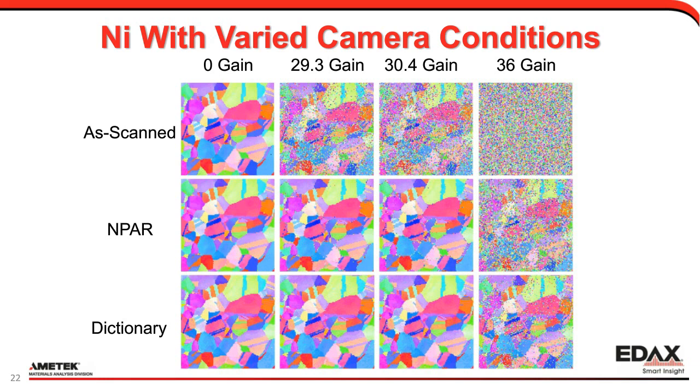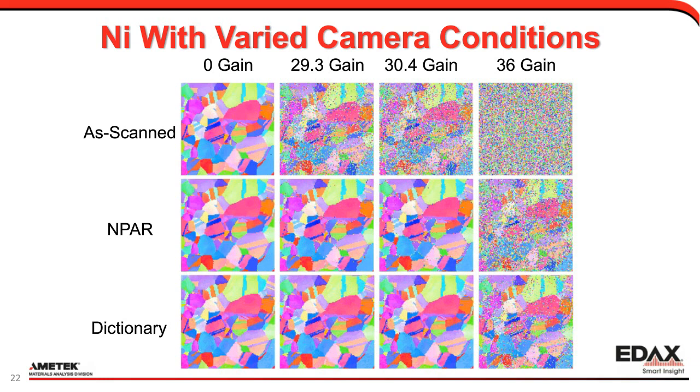We have used our MPAR technique, and you can see the results there, but that's not the focus of today's webinar. The dictionary technique does a really good job, both at 0 gain, 29.3, 30.4, and even at 36, we're getting a recognizable microstructure. In fact, it even picks up some of those minor twins, which is pretty impressive, especially in the one just left of and down of center. You can see there are 2 twins, one very small, and it's actually capturing that. So it's doing a nice job handling that noise better than the other techniques.